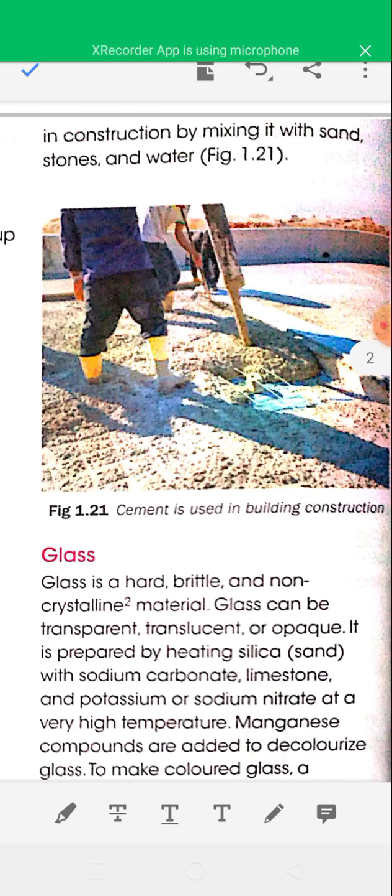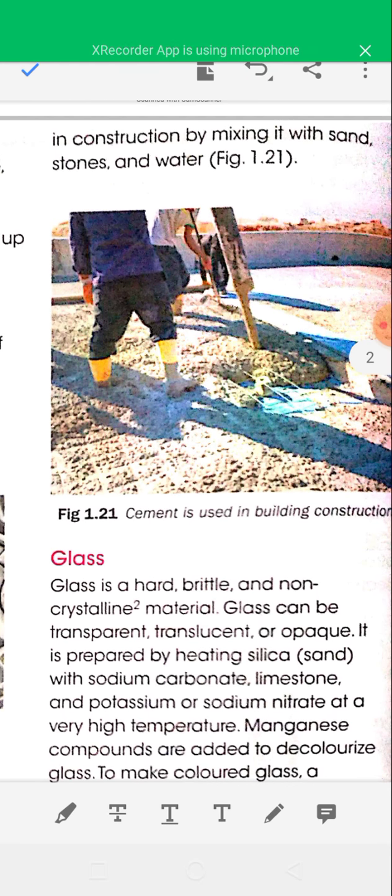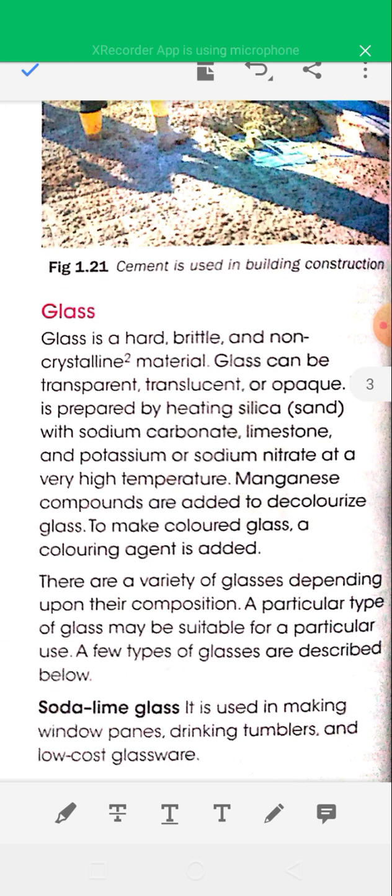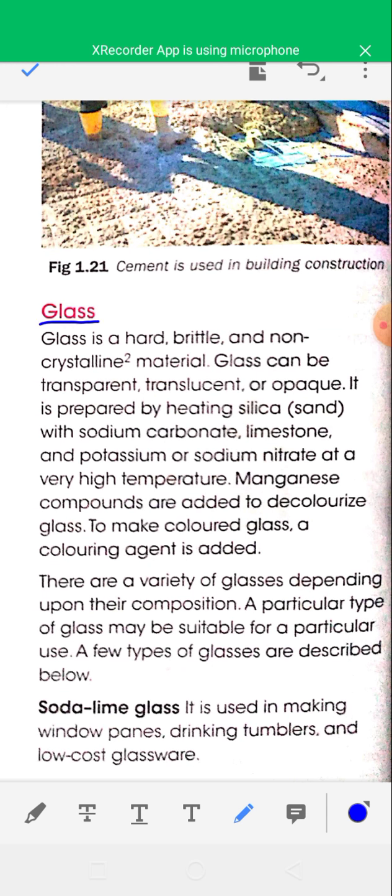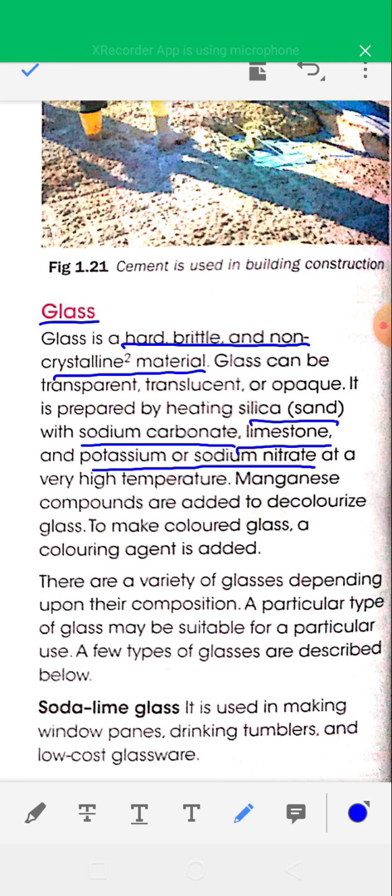Next, glass. What is glass? Glass is a hard, brittle, and non-crystalline material. Glass can be transparent, translucent, or opaque, and it is prepared by heating silica, that is sand, with sodium carbonate, limestone, and potassium or sodium nitrate at very high temperature.